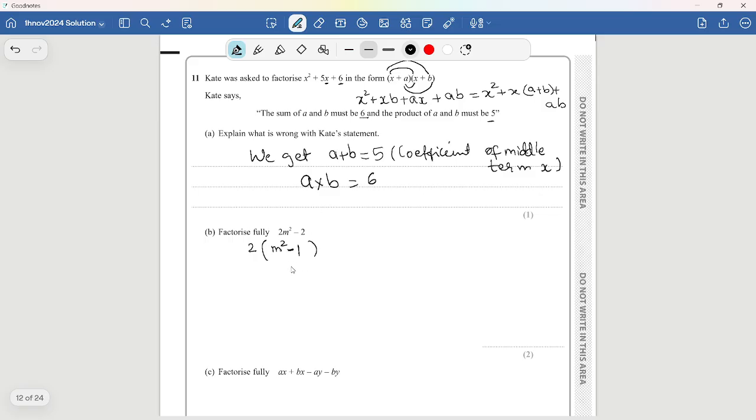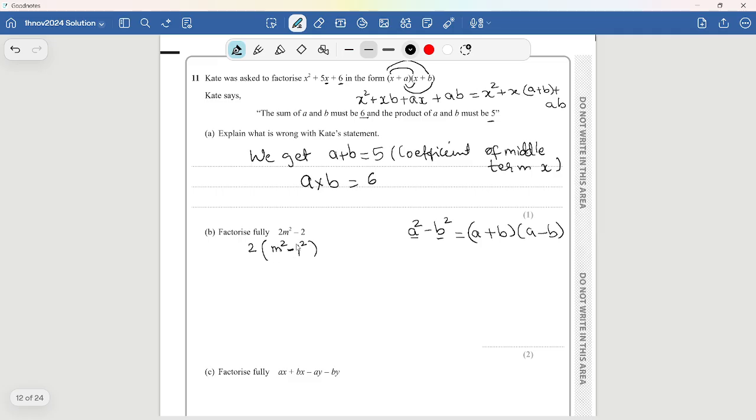Now this can be factorized further using the difference of squares formula. So what is the difference of squares formula? If something is in the form a squared minus b squared, it can be factored as (a plus b) times (a minus b). So for that you need to have these two terms as squared numbers. Here we see m is a squared number, and 1 can also be considered a square number because 1 squared is again 1. So I can write this as 1 squared.